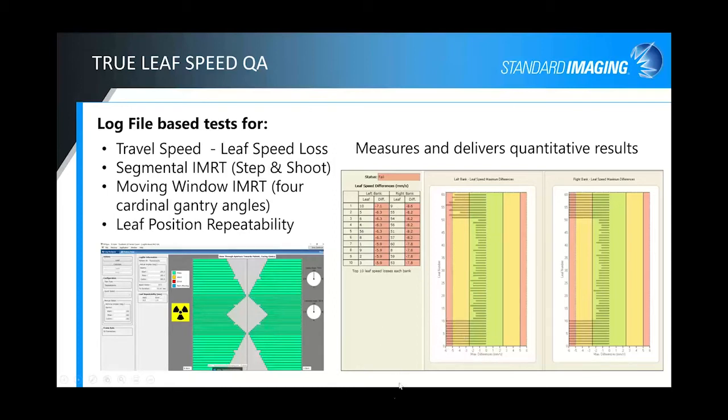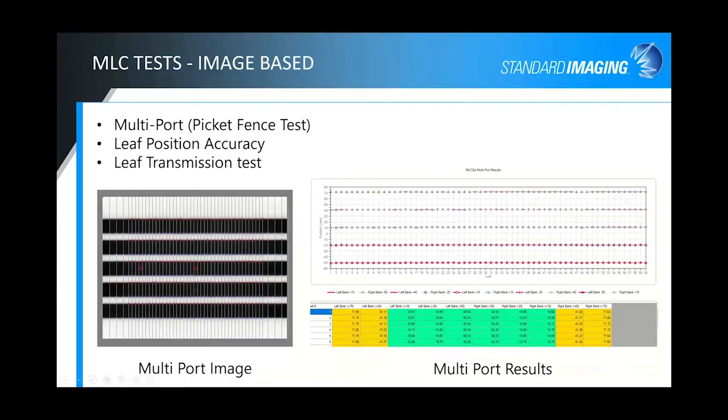But we do not only the leaf speed, we do a segmented IMRT, both step and shoot, and a moving window test, as well as leaf position repeatability as well. And the image-based test we've got the multi-port or the picket fence, as it's typically referred to. A leaf position accuracy, showing you the accuracy of the right bank and the left bank, as well as the leaf transmission test, just showing you the results that are the inter-bank leakage and the inter-leaf leakage as well.